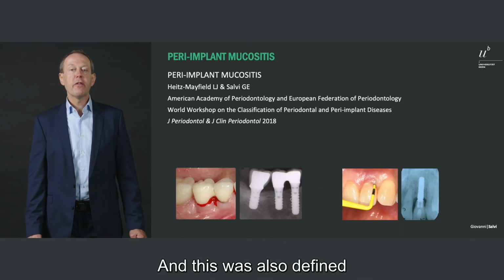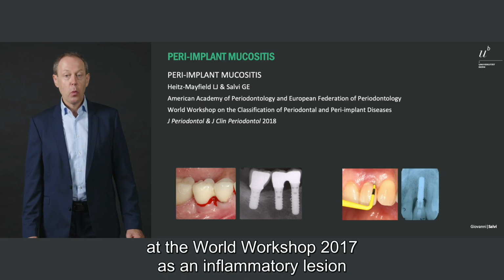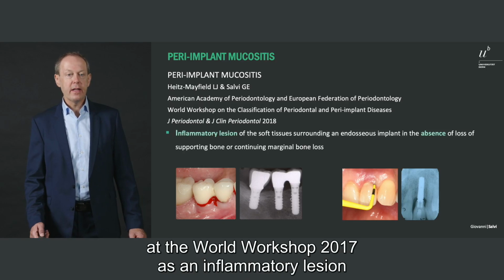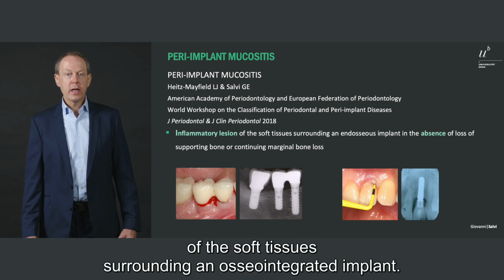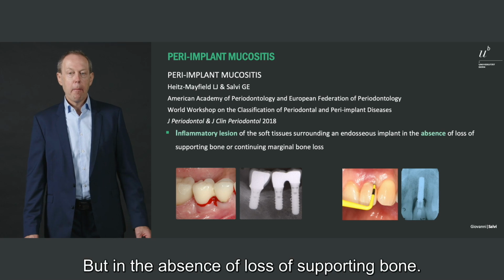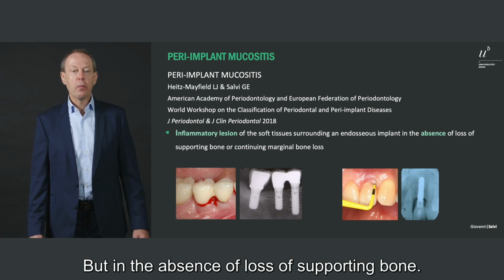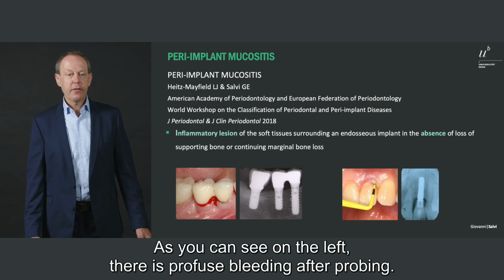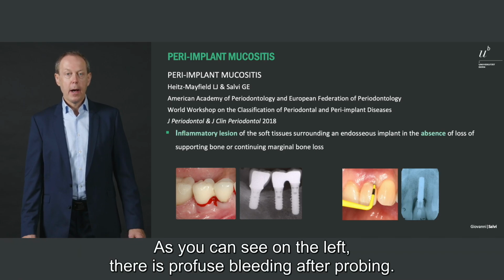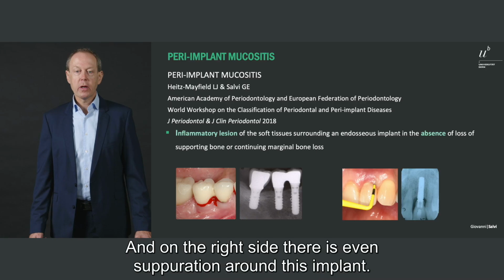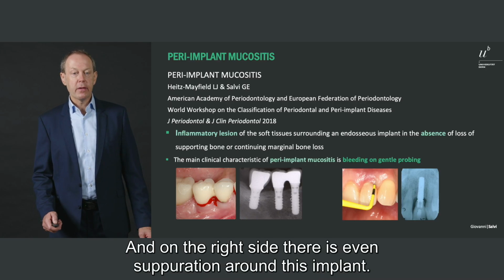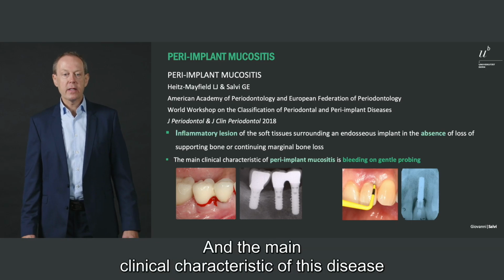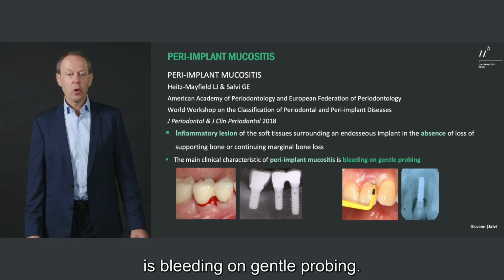And this was also defined at the World Workshop 2017 as an inflammatory lesion of the soft tissues surrounding an osseointegrated implant, but in the absence of loss of supporting bone. As you can see on the left, there is a profuse bleeding after probing, and on the right side there is even suppuration around this implant. And the main clinical characteristic of this disease is bleeding on gentle probing.